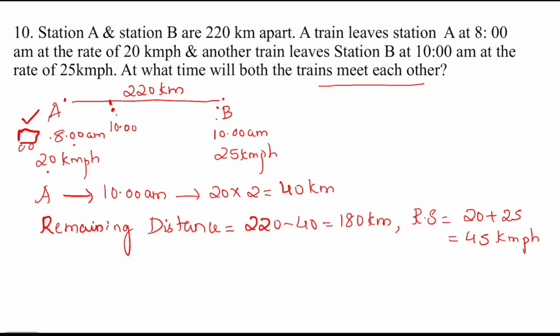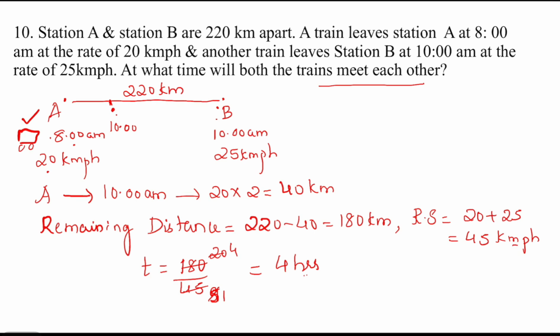Then at what time are they crossing? So time is equal to distance upon speed. Distance is 180 and speed is 45. So 9 5s are 45, and 9 20s are 180. So it is 4 hours. Because it is in kilometers per hour, the answer is in hours, don't write seconds. So after 4 hours they will meet each other.